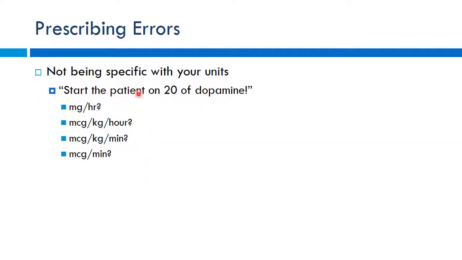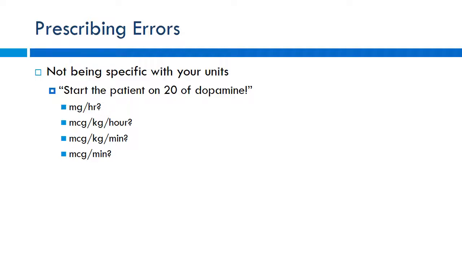And then again, not being specific with your unit. So again, "Start the patient on 20 of dopamine." What do we use dopamine for? Yeah, typically to raise blood pressure. So okay, well, do you want that in milligrams per hour? Would you like that in micrograms per kilogram per hour? How about micrograms per kilogram per minute? Would you like it in micrograms per minute? This makes a huge difference in the actual rate that the drug is going to be infused into that patient.